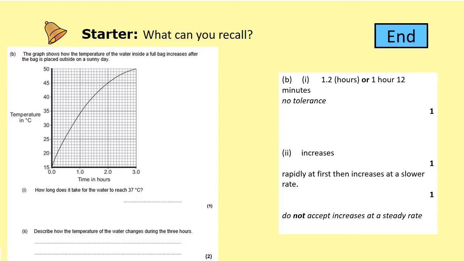So you need to explain the fact that it's curving over. So the temperature is increasing faster at the beginning than it is later on. So on the mark scheme, they've got rapidly at first, then increasing at a slower rate. So increasing, but the rate gets slower would be fine.